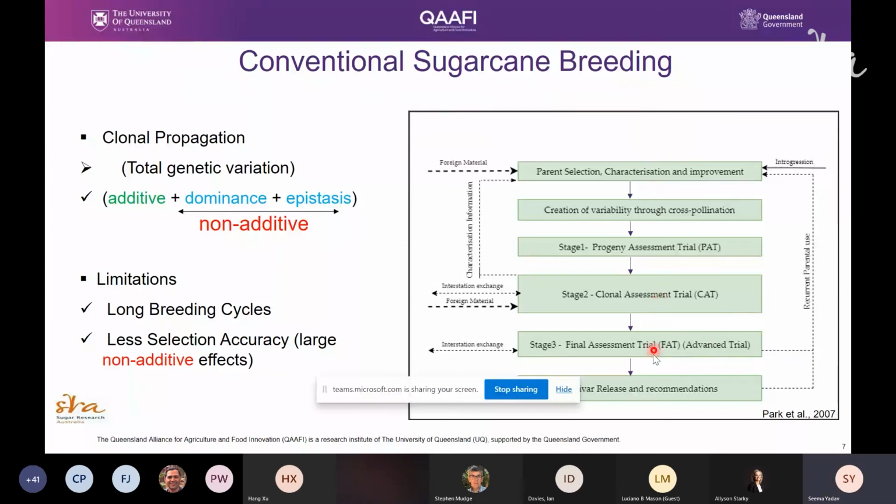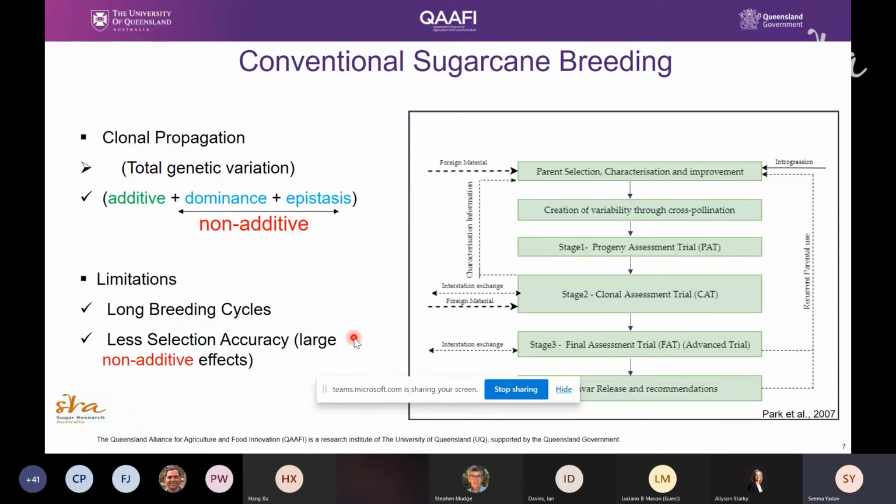So these conventional breeding schemes, due to the long breeding cycle, are time consuming as well as resource consuming. This is a big limitation in conventional sugarcane breeding. And one of the most important things is that the heterozygous clone is propagated clonally, vegetatively. So the progeny evaluation captures the total genetic variation, which is additive plus dominance and epistatic effects. And if we select the parents for the next cycle based only on phenotype, it will always be limited by lower selection accuracy.